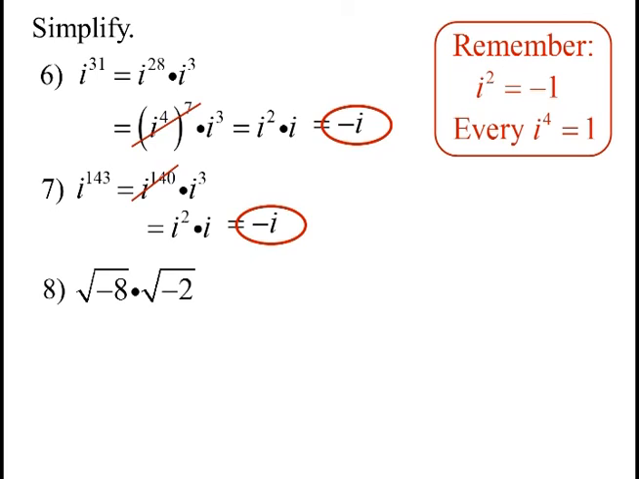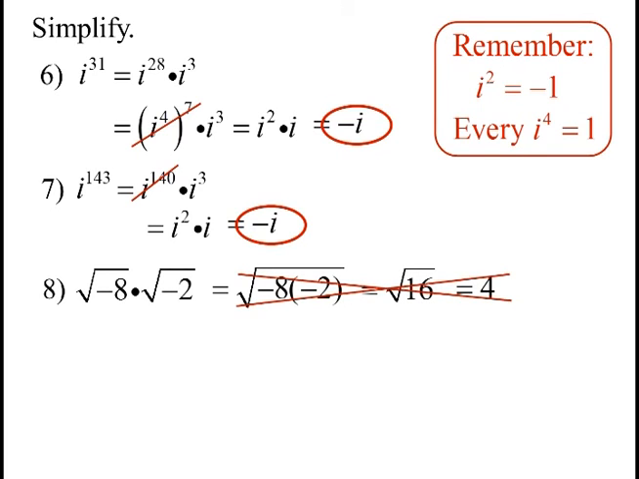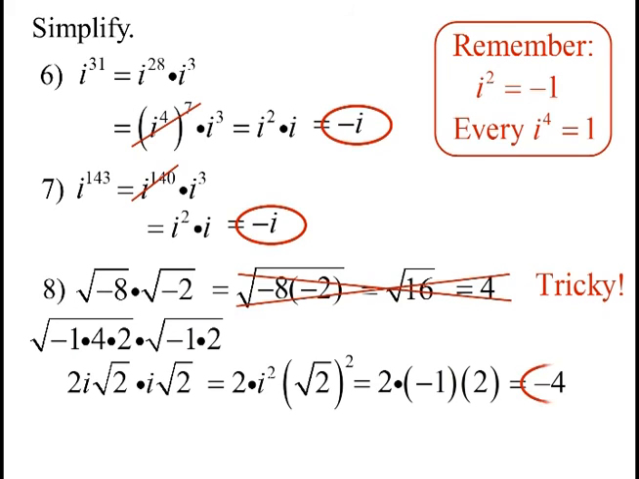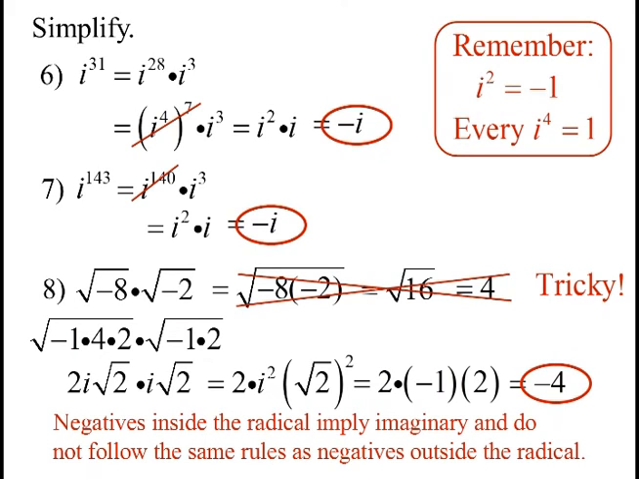This one's really tricky. If you just multiply the radicals like you would normally, you're going to end up getting the square root of 16, which is 4, but it's not 4. If we follow the rules of imaginary numbers, and we take out the negative 1 as i, and we take out the 4 as 2, we get 2i root 2 times i root 2, and then that'd be 2 times i squared times root 2 squared. You actually end up getting negative 4. This is really tricky because negatives that are inside the radical do not follow the same rules as negatives that are outside the radical. You need to treat them like imaginary numbers.